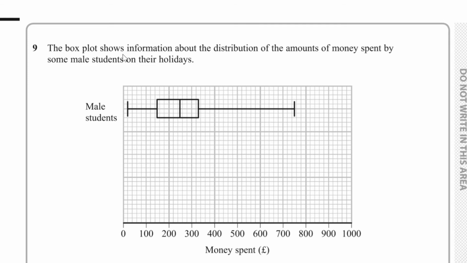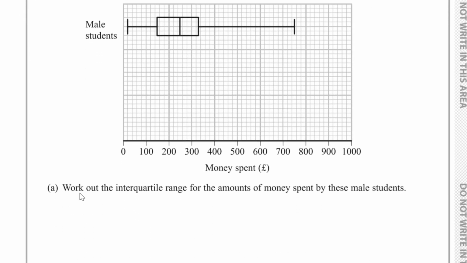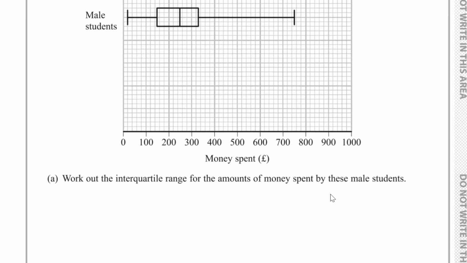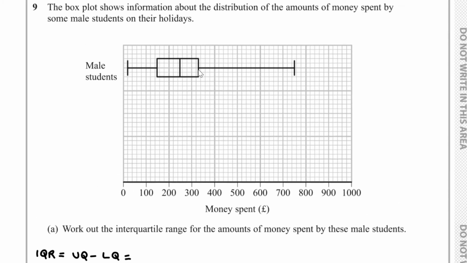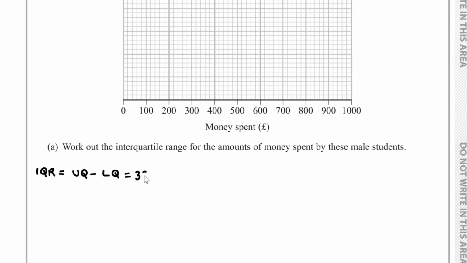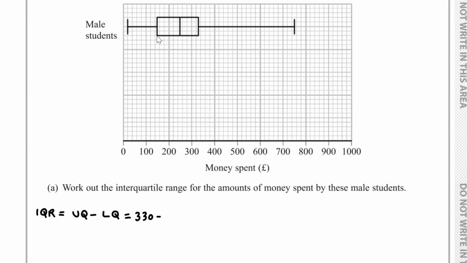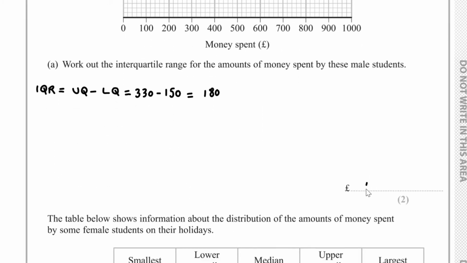Question number 9. The box plot shows information about the distribution of the amounts of money spent by some male students on their holidays. And for part A, we have to work out the interquartile range for the amounts of money spent by these male students. Well, the interquartile range is equal to the upper quartile take away the lower quartile. So we've got the upper quartile, which corresponds to this value, and of course this value is 330. And for the lower quartile, we've got this value here, which corresponds to 150. So for the interquartile range, we get 180. So the interquartile range is £180.